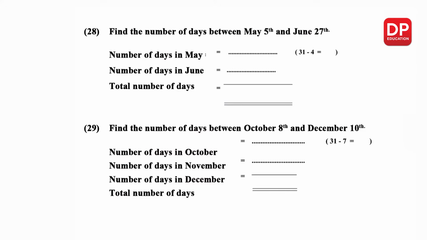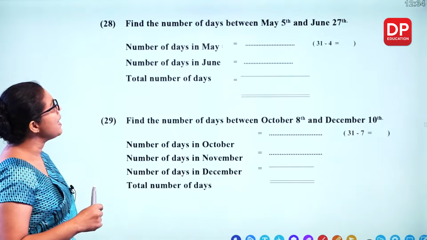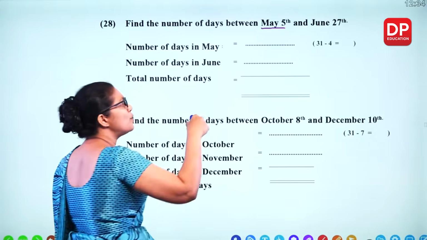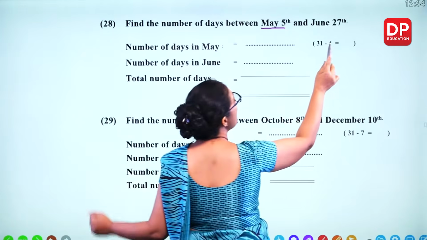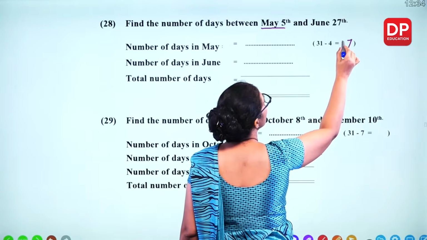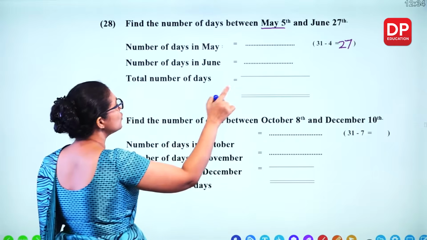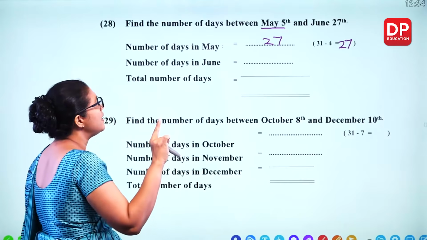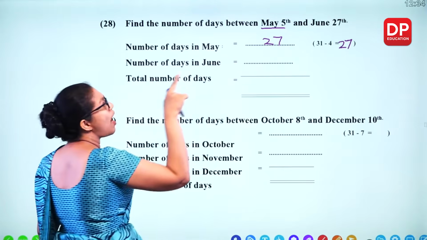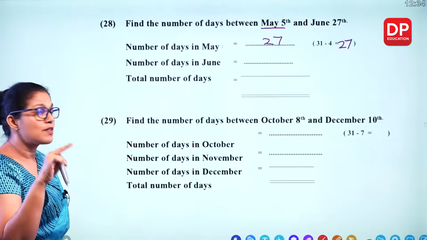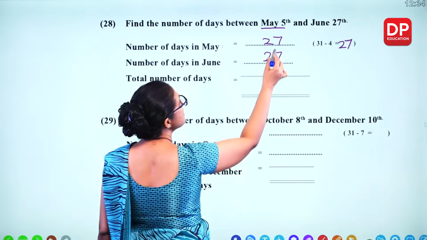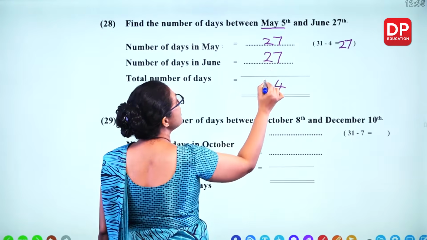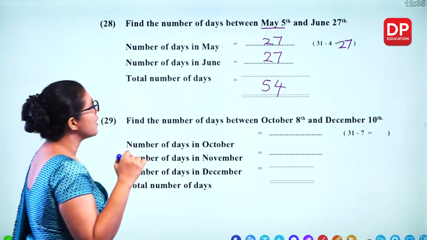Find the number of days between May 5th and June 27th. So number of days in May. Now the starting day is the 5th. So that's included. So how many days before? 1, 2, 3, 4. May is normally 31. So 31 minus 4, 27 is there. So 27 days in May. June is normally 30 days but up to 27. So how many days? 27 days are there. Then when you add these two, you get the total number of days. 7 and 7, 14, 1 remaining and 5. 54 days are there altogether.